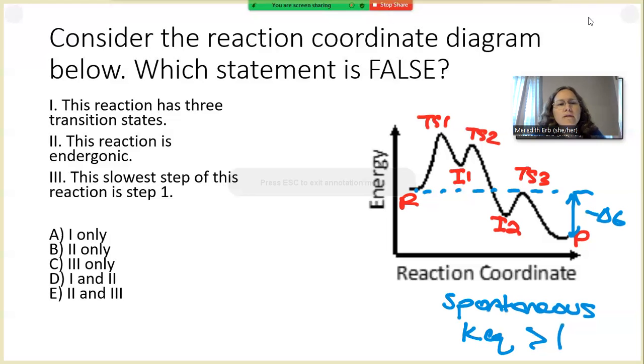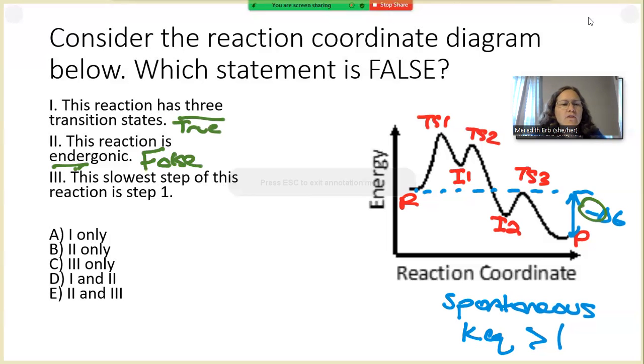So statement number 1, this reaction has 3 transition states. So we decided that was true. All right, so definitely not false, which is what we're looking for. Number 2, the reaction is endergonic. This is a false statement because we already decided that it's exergonic because of the negative delta G value.